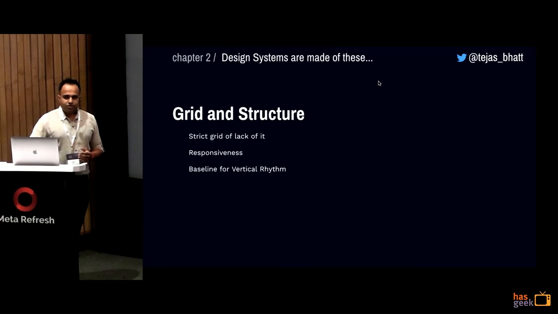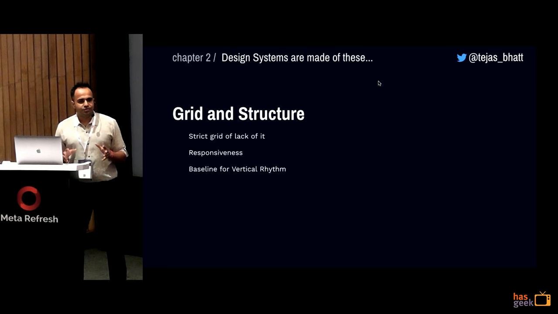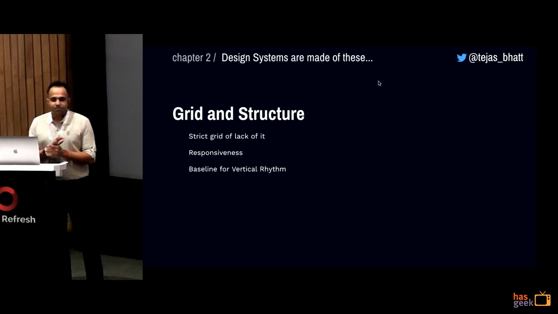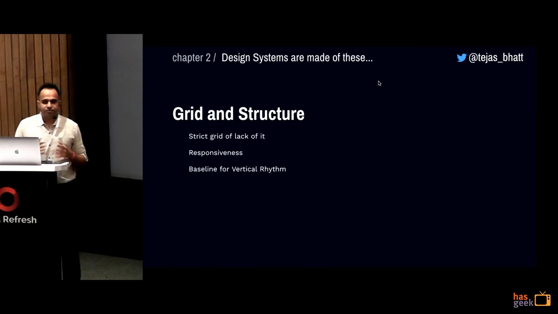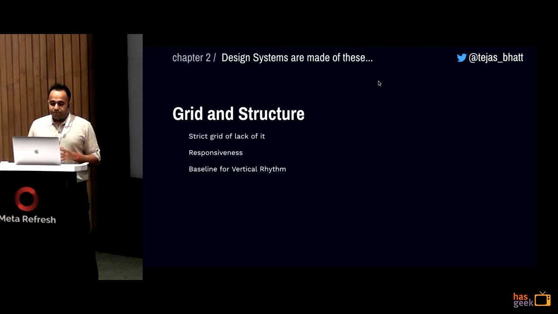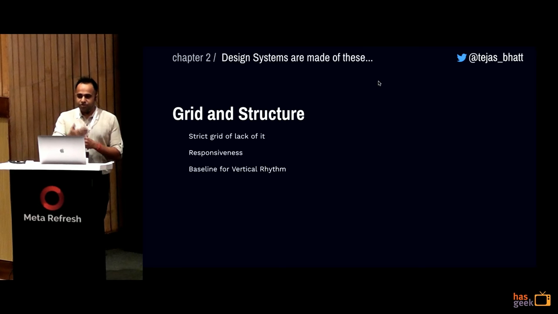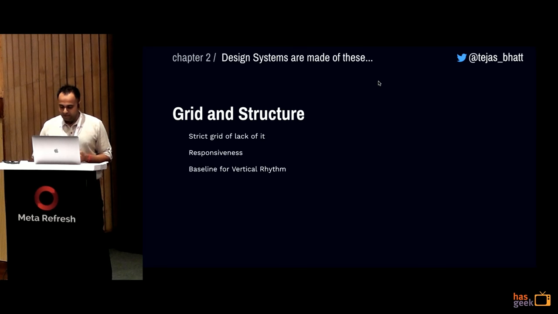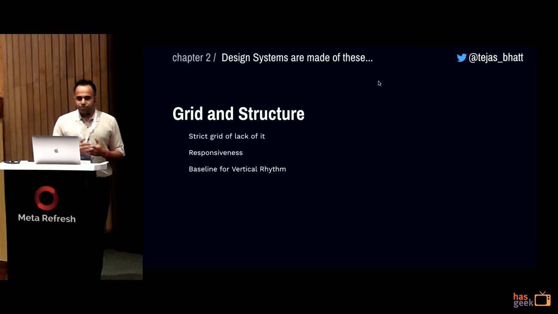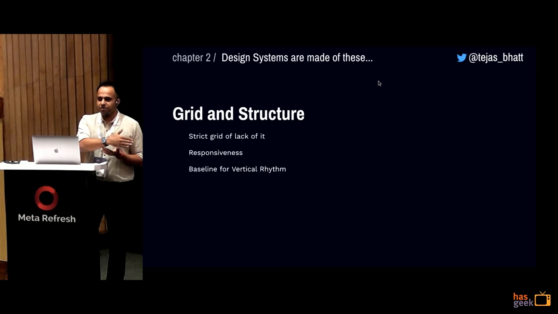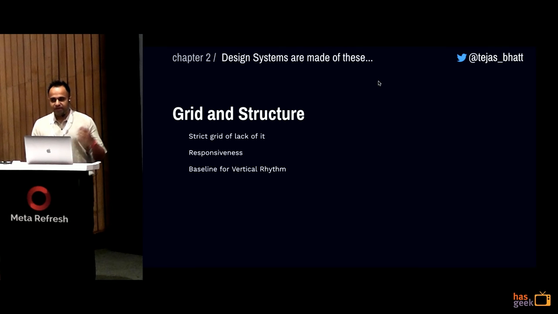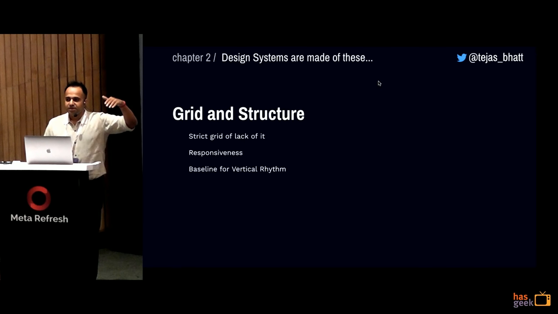Grid and structure. You can define if you want to use a strict grid, something like a 12 or 16 column grid. Or if your product demands it, you can simply do away with the grid. There are ways to design without a grid, or go with a hybrid grid. You can also define how your product responds to screen size, so responsiveness. And for your typography and all your elements, you can define something called vertical rhythm. For example, those of you who have used Material know it uses a baseline of 4 pixels, so every component is a multiple of 4. That helps in creating a very easy to follow rhythm.